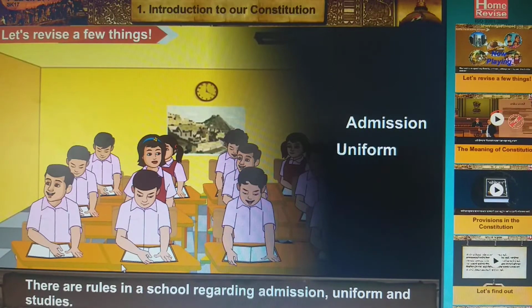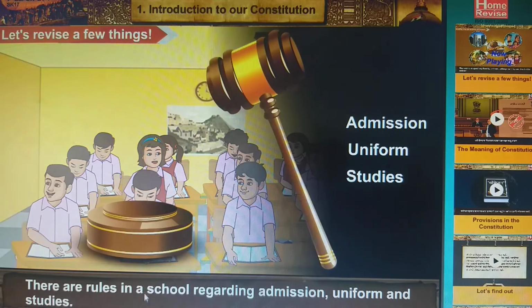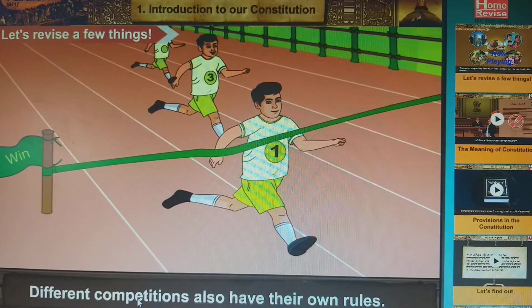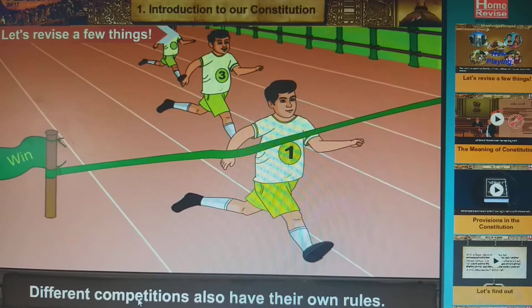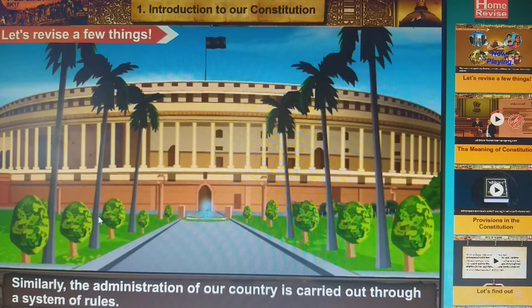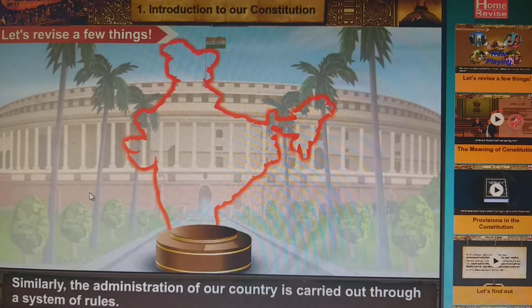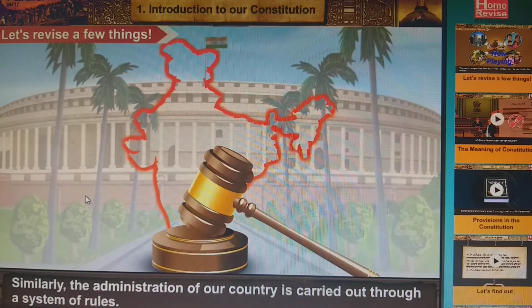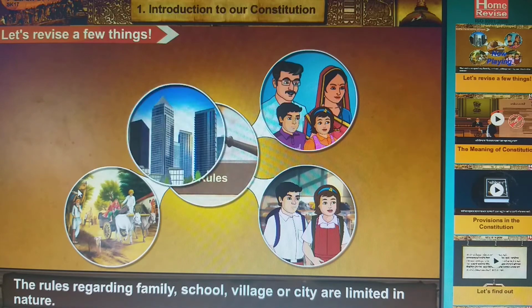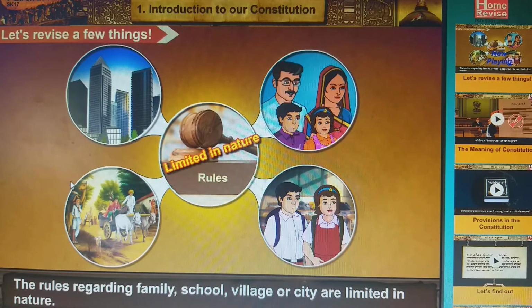But in the school, there are rules regarding admission, uniform, studies, different competitions. Why? Because all the administration should run properly in the school. Same way in the village or city, the administration should run in a proper way. That's why in the village and city, just as there is a rule, same way there is a rule in our community also, in our country also.